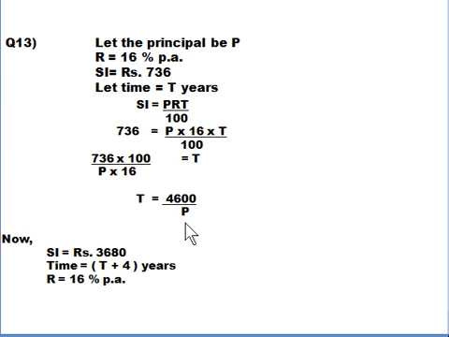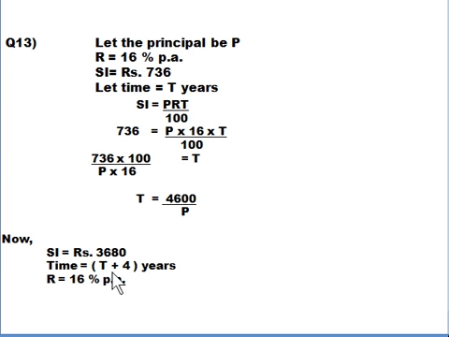Now they are saying in the question, kindly see it in the book, if he had lent the sum for 4 years more, that means whatever was the time earlier in the first case, if I increase 4 more years in it, that means T plus 4, then he would have received rupees 3680 as the interest. So this is the second interest that is given. This is case 2. Find the sum of money. So see the statement on the screen. Simple interest in the second case is given as rupees 3680.